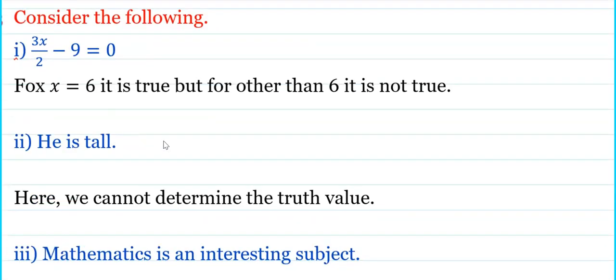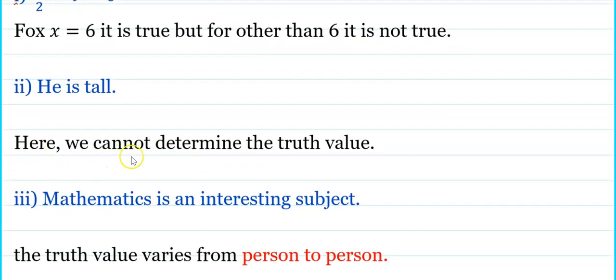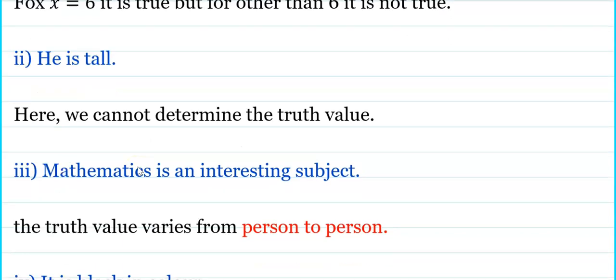Okay. Now the next. Consider the following. 3x upon 2 minus 9 equals 0. For x equals 0, it is true. But for other values of x, it is not true. He is tall. Here we cannot determine the truth value. What is the actual definition of tall? And it is different for different persons. प्रत्येक व्यक्ती परत्वे ते वेगवेगळं असू शकतं. And hence, we cannot determine its truth value.